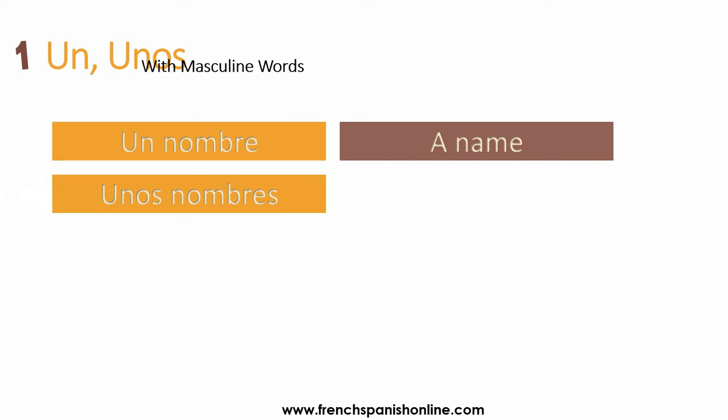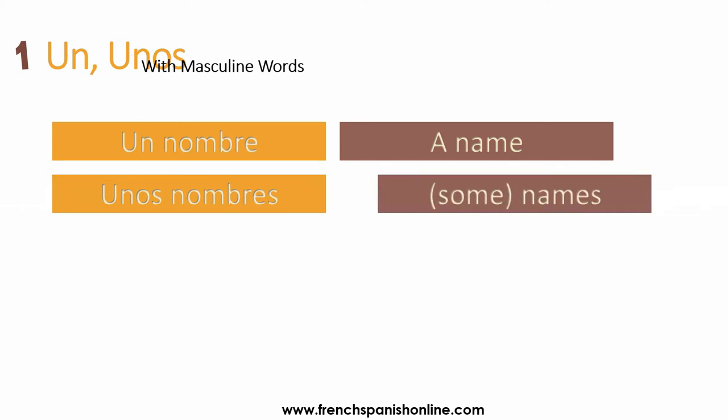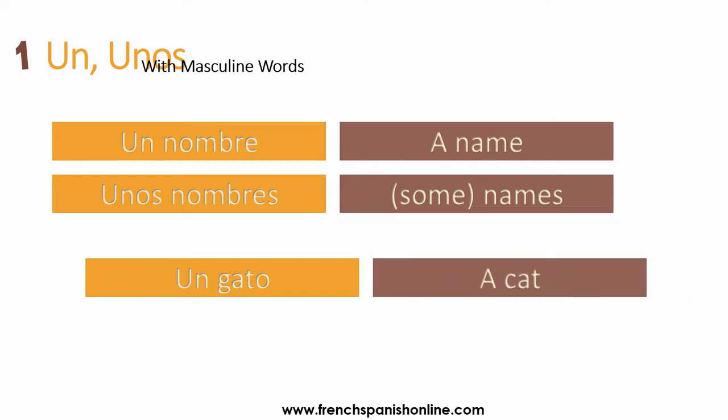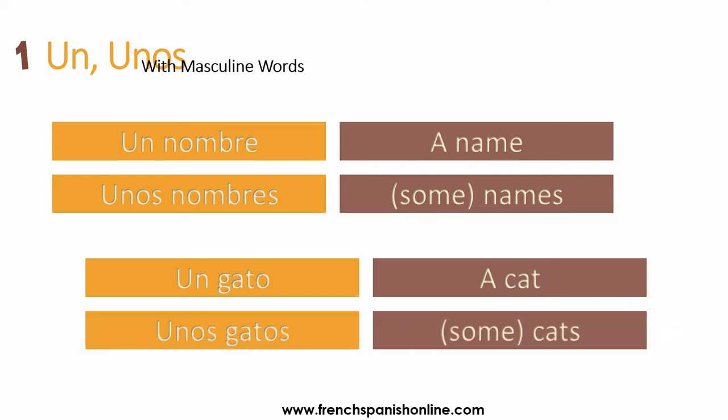In English, we don't use an indefinite article in the plural. The plural form does not exist, so we say names, or you can also say some names to translate unos nombres. But in Spanish, you need one. Another example, easy now to understand for you, as we've just got two forms. Un gato, to say a cat, and the plural form will be unos gatos, to say again cats or some cats.